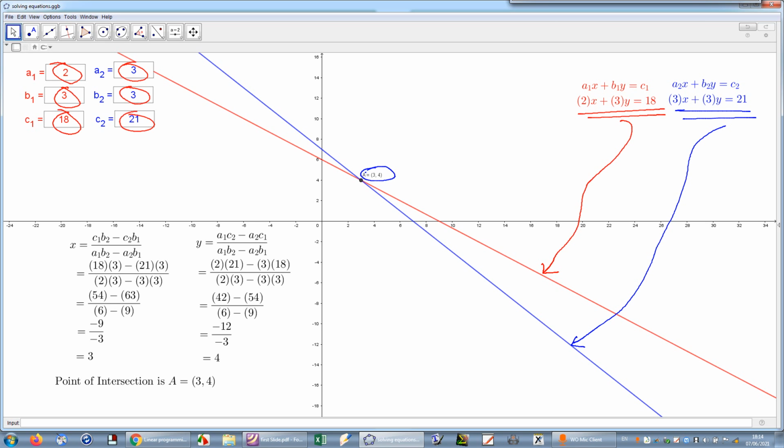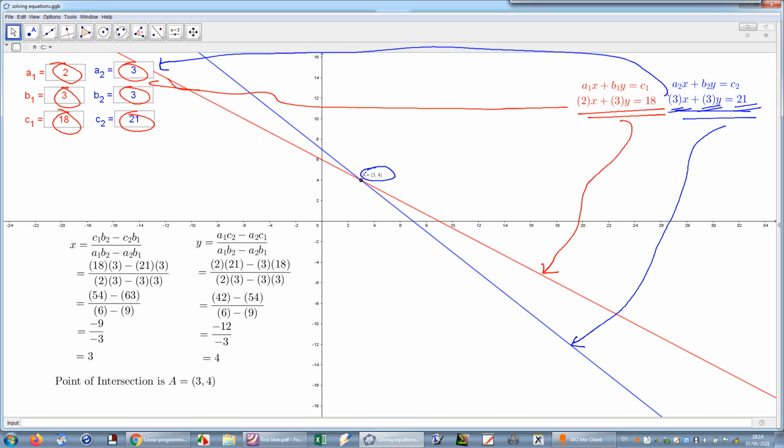So this corresponds to these values A1, B1, C1, and for A2, B2, C2 you can refer to this equation. So the value of A2 is 3, the value of B2 is 3, the value of C2 is 21. The value of A1 is 2, the value of B1 is 3 and the value of C1 is 18. In the next step, you simply have to substitute these values in this formula and do the calculations.